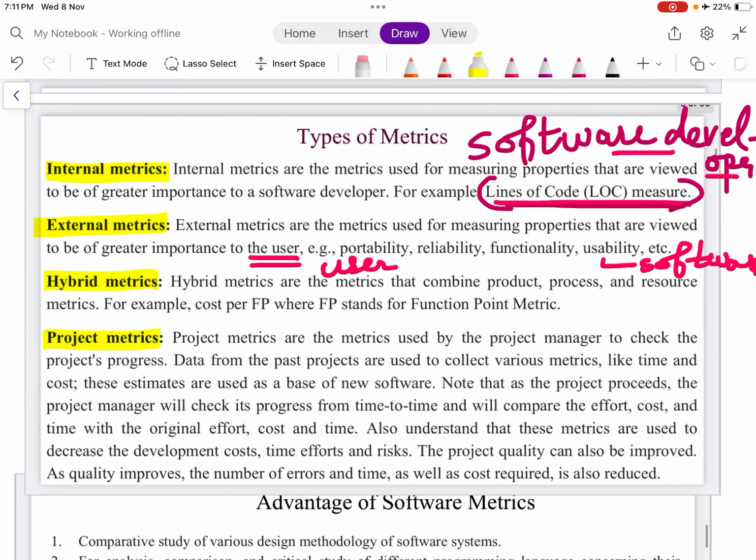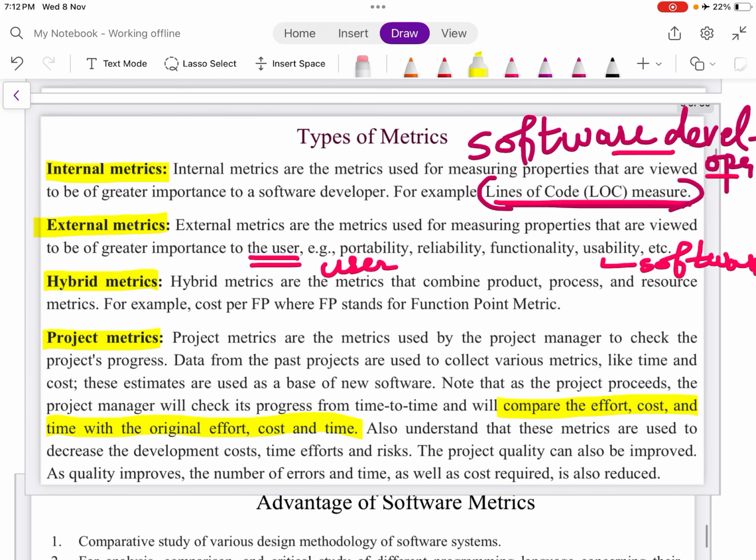Next is the project metrics. Project metrics are the metrics used by the project manager to check the project's progress. Data from the past projects are used to collect various metrics like time and cost. These estimates are used as a base for new software. Note that as the project proceeds, the project manager will check its progress from time to time and will compare the effort, cost and time with the original effort, cost and time.